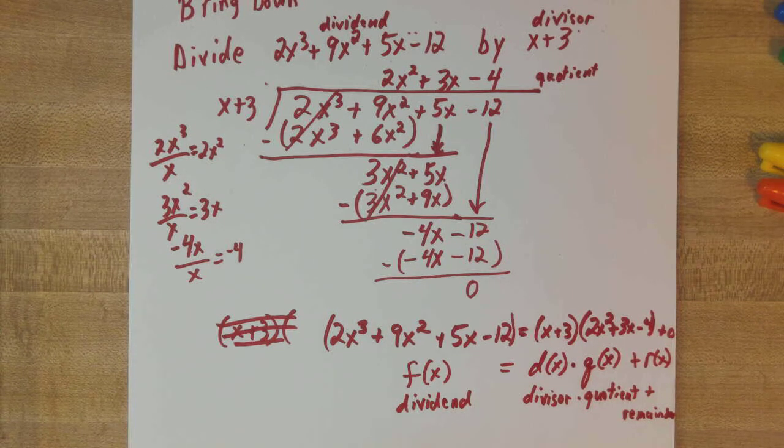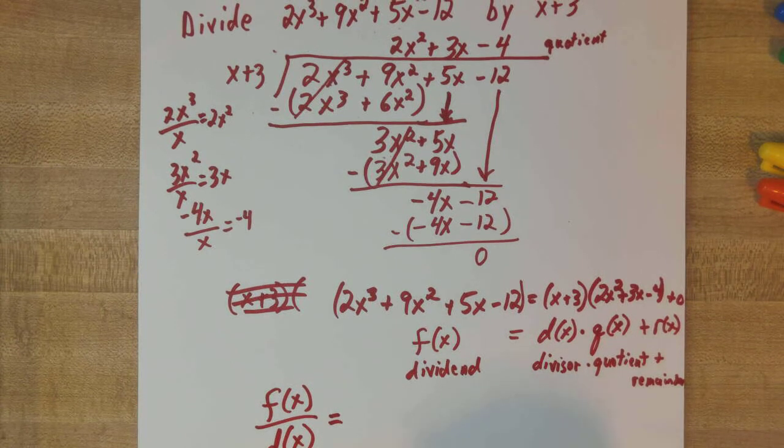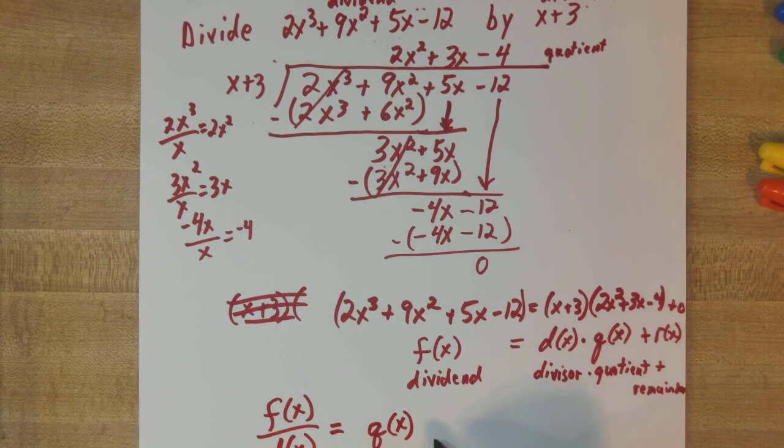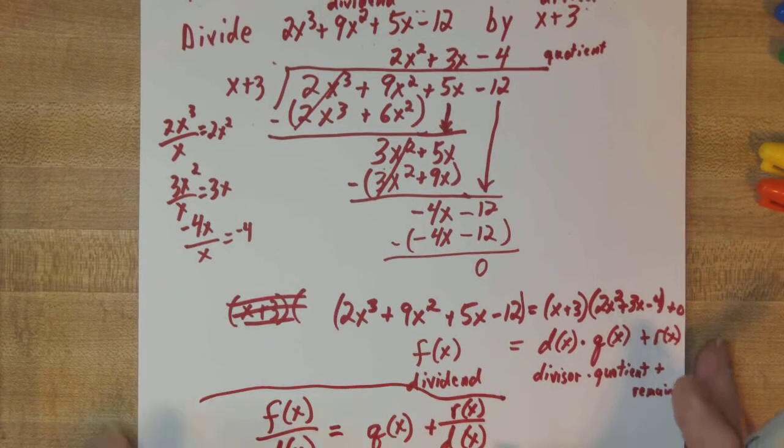And also you can rewrite this. If you take your f of x divided by d of x, your dividend divided by your divisor, that will equal q of x, and I'm dividing through by d of x, plus r of x over d of x. Think about this. If I divide this side by d of x and this side by d of x, the d of x's will cancel, and then you have r of x over d of x. And when we have a remainder that's not 0, we're going to make that fraction. All right.